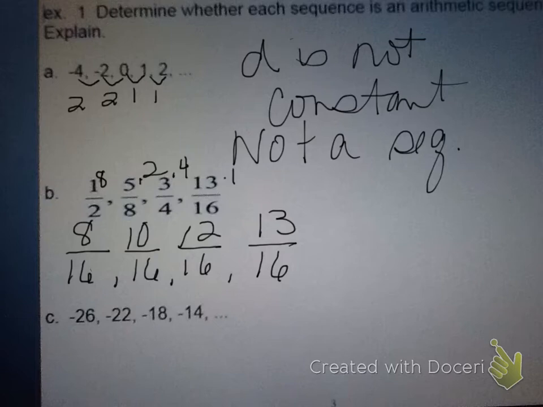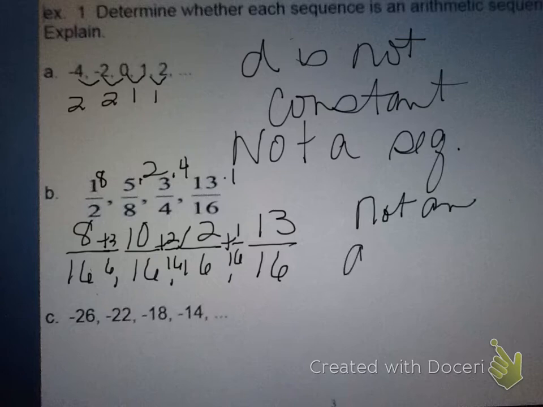Now it's really easy to see. From 8 over 16 to 10 over 16, I add 2 over 16. From 10 over 16 to 12 over 16, I also add 2 over 16. But from 12 over 16 to 13 over 16, I add 1 over 16. So d is not constant, therefore it is not an arithmetic sequence.